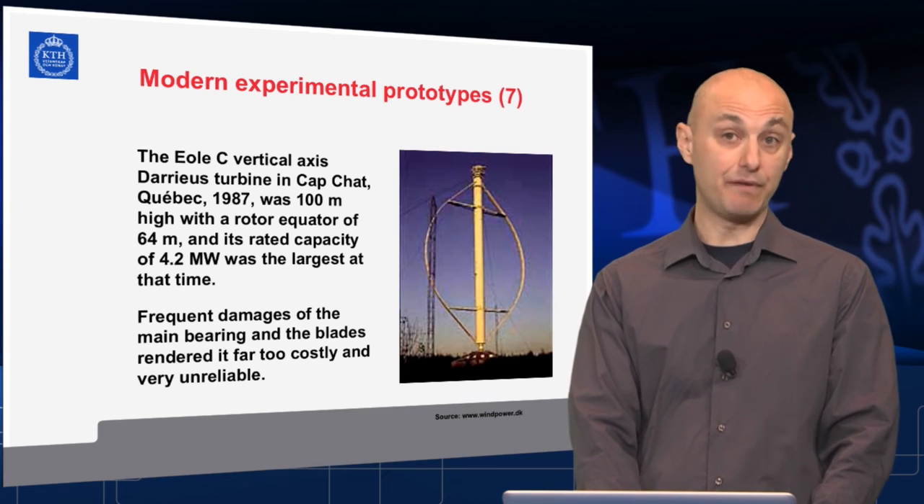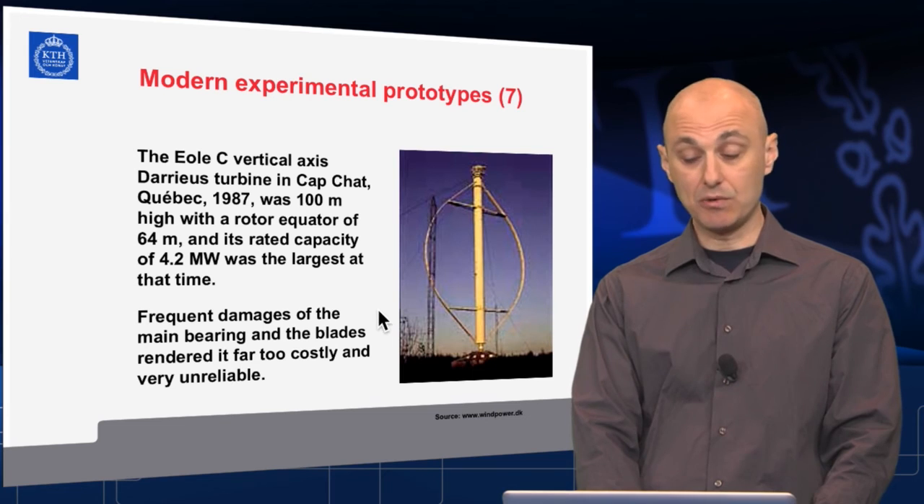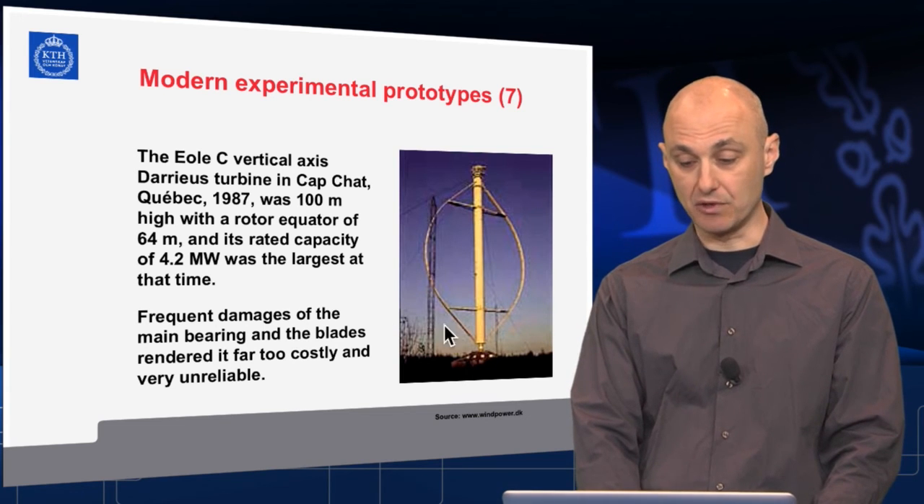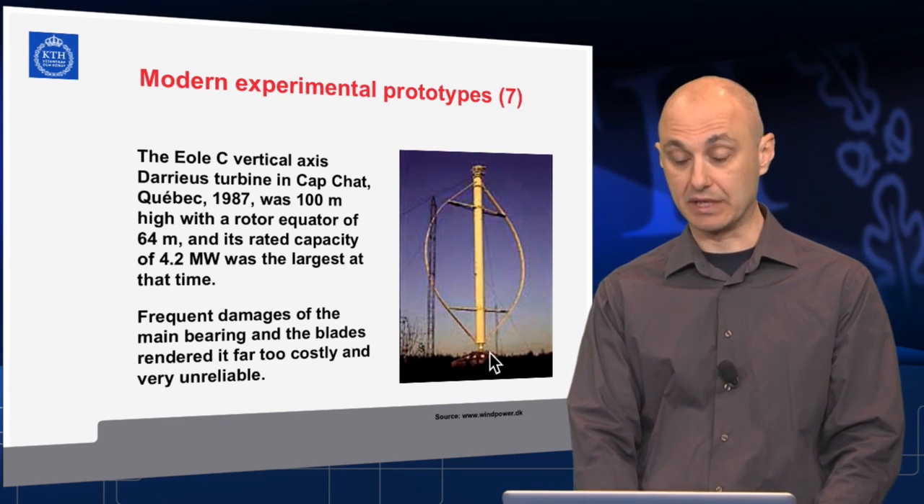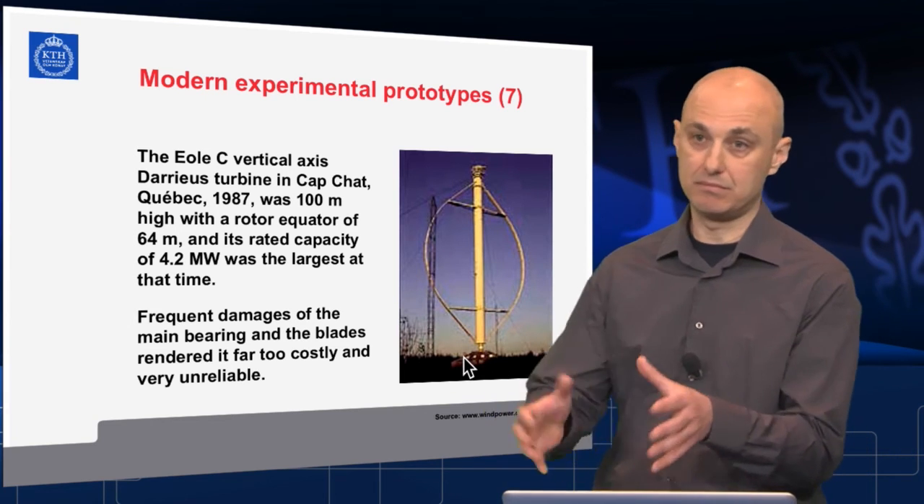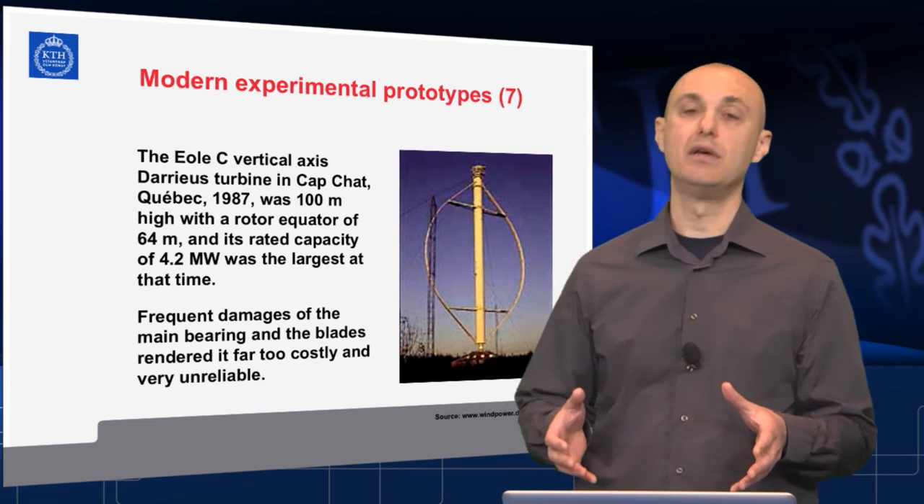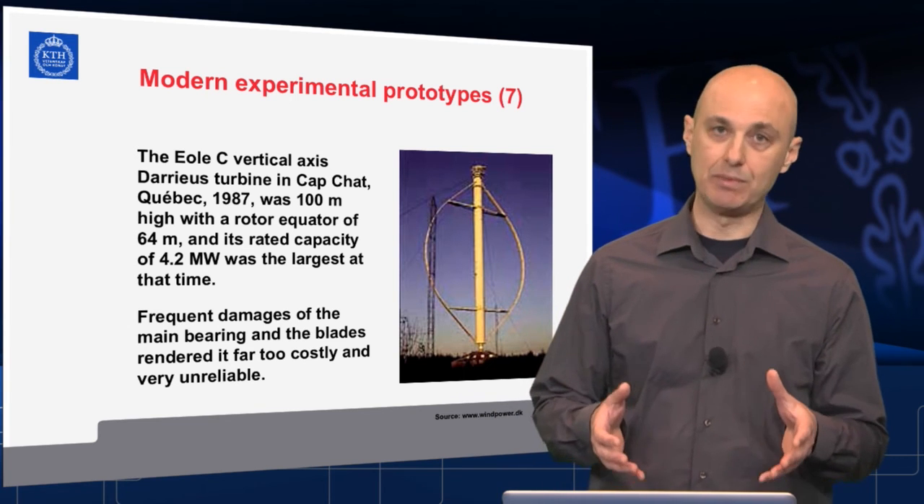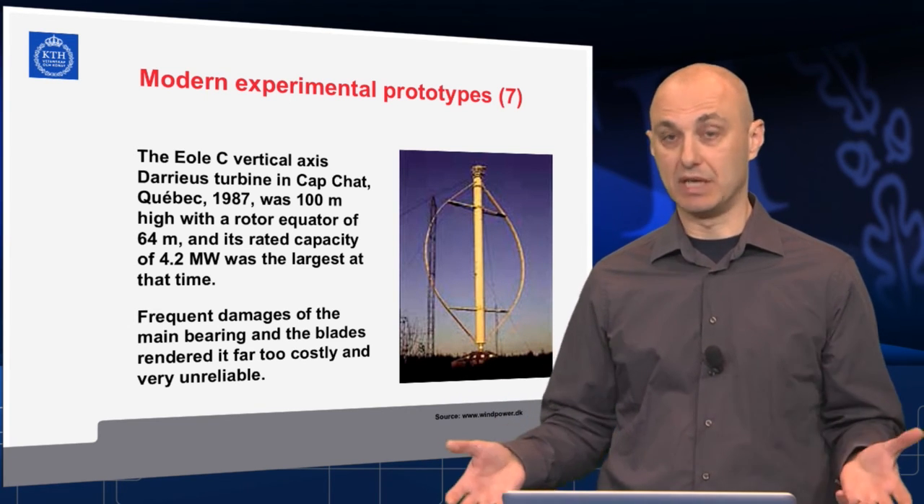It actually worked fine, but it did show also some problems. First of all, typical for the vertical axis lift turbines, it is nice to have all the heavy equipment down on the ground, but there should also be a main bearing that supports everything.